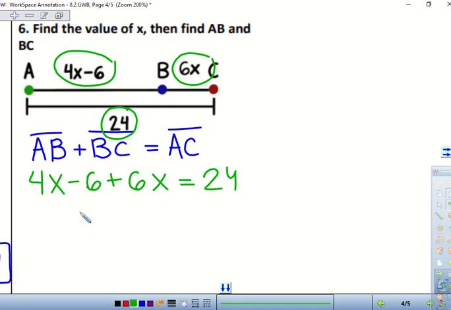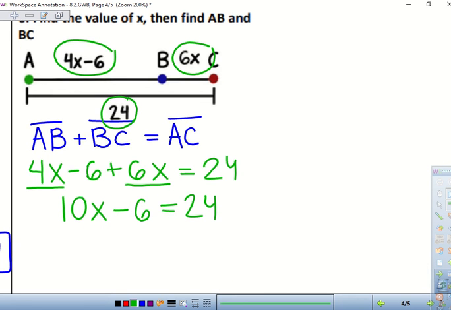Now we use algebra to simplify. So we're combining like terms on the left side of the equal sign. What's 4x plus 6x? 10x. Good. Now how would we solve this two-step algebraic equation? Add 6 to both sides. Good. It'll be 30. So we end up with 10x equals 30.